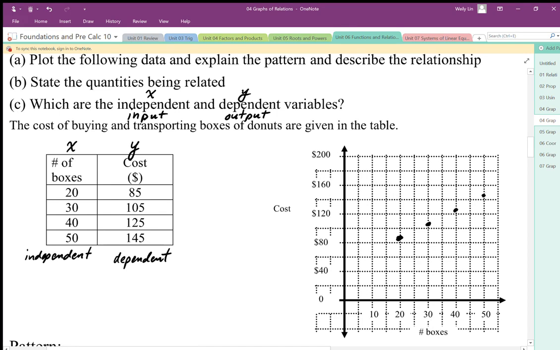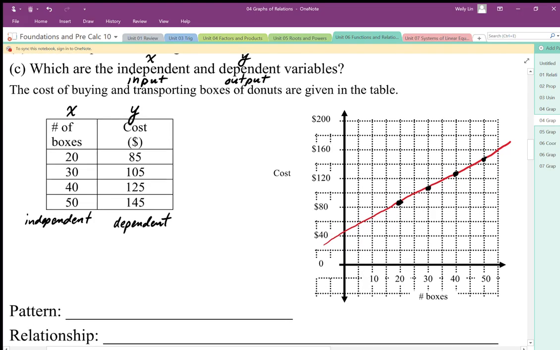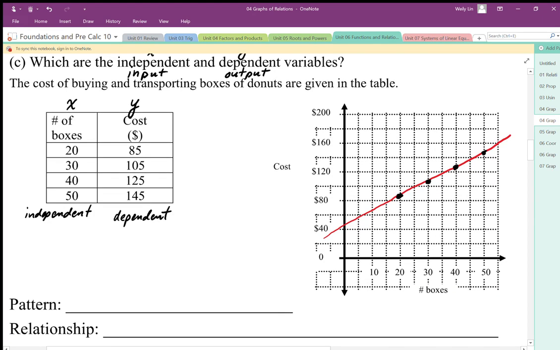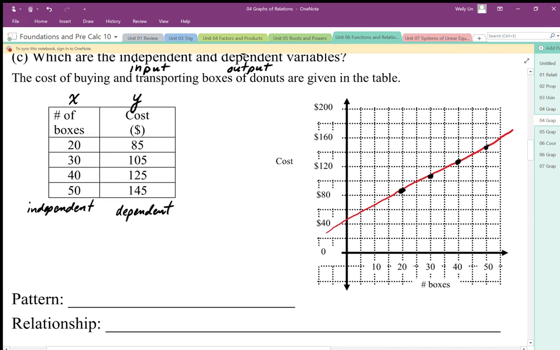Okay, so this is our pattern. And when we're talking about these patterns, we want to know not just these individual dots, although these individual dots are important. These individual dots establish a pattern. And this pattern looks to be a straight line pattern. In fact, the straight line patterns are the ones we're going to focus on in grade 10. There are many other patterns, but we're going to focus on these straight line patterns.